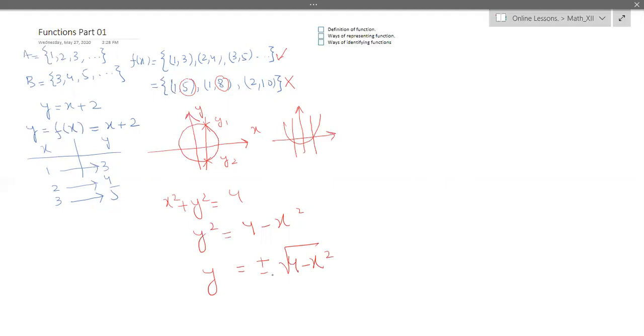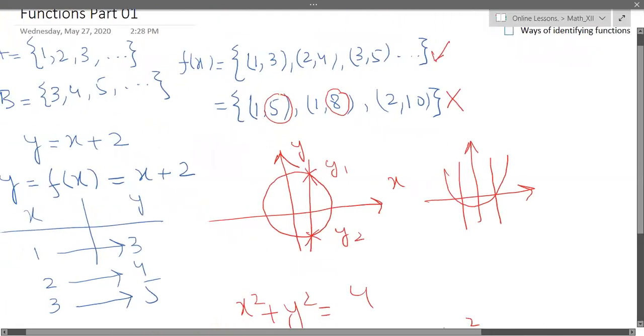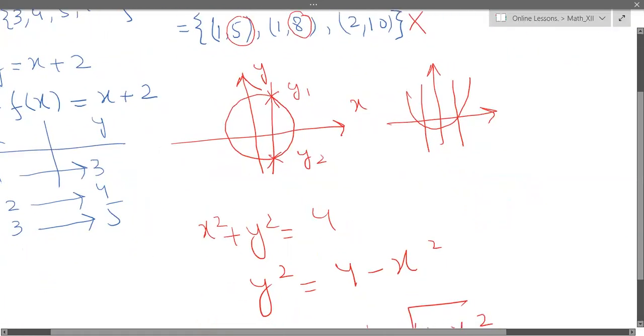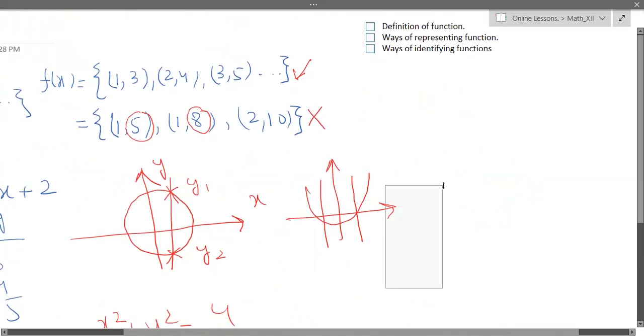So we discussed what is a function. We discussed ways of representing function, and we also discussed how to identify functions if ordered pairs are given, if a graph is given, or an equation is given. So we discussed the definition, ways of representation of function, and ways of identifying function.